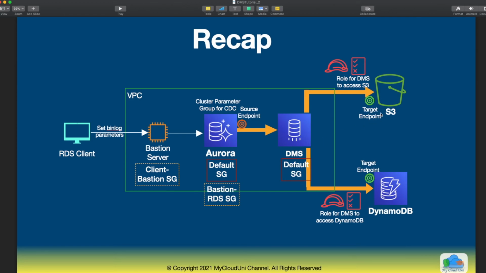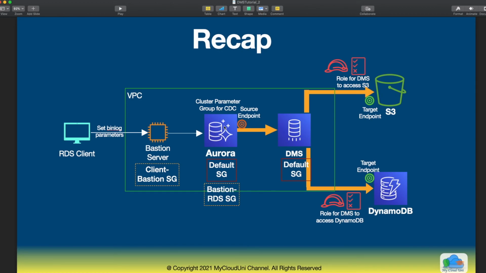And then we created an S3 bucket, and then we created a policy, and then we created a role associated with it, and then we tried to create a target endpoint and then tested the connection. Similarly for DynamoDB, we created a policy and a role, and then we tried to test the target.